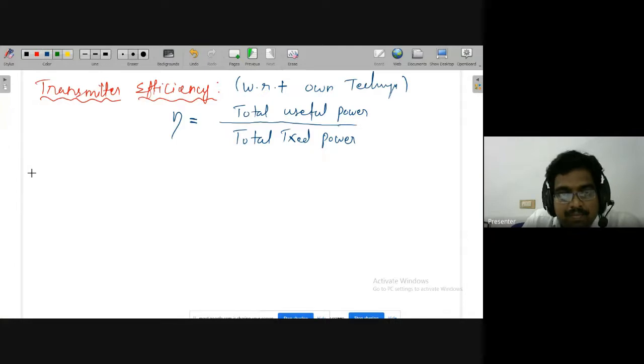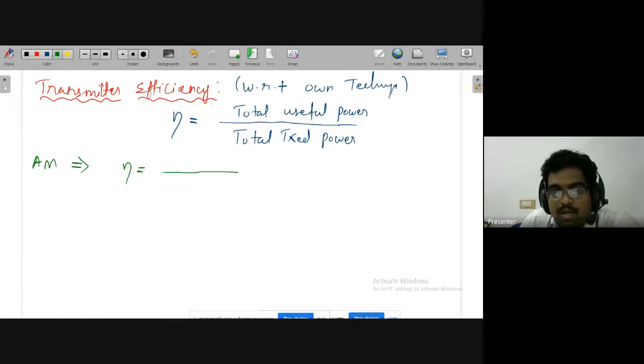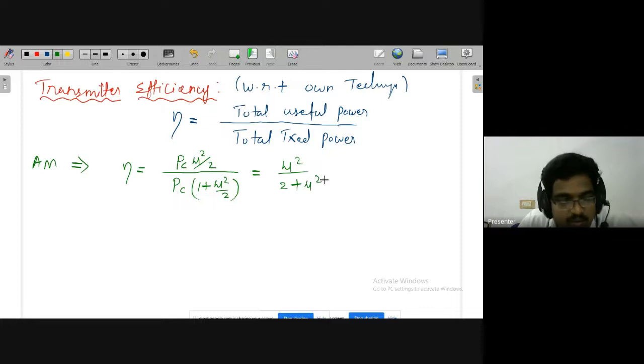In case of AM, we are transmitting carrier, upper sideband and lower sideband. Then actually the useful power is in the sidebands, both upper sideband as well as lower sideband. The power in the sidebands is PC mu square by 2, because that is the useful power. But the total power we are transmitting is PC into 1 plus mu square by 2. Then we can cancel PC. Finally we'll get mu square divided by 2 plus mu square.